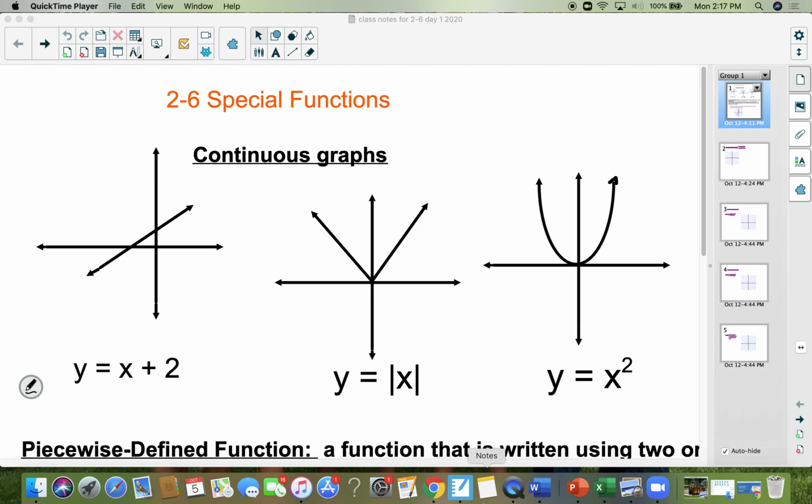2.6 special functions. So basically we made this simpler this year so that you can understand these piecewise functions. All three of these up here are called continuous graphs because you can draw these without taking your pencil off your paper. Like y is equal to x plus 2 is a diagonal line. Y is equal to the absolute value of x is a V, and y is equal to x squared is a parabola. In fact, you're going to be doing these three shapes in 2.7, the next section.